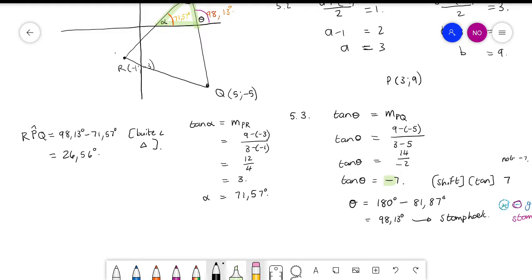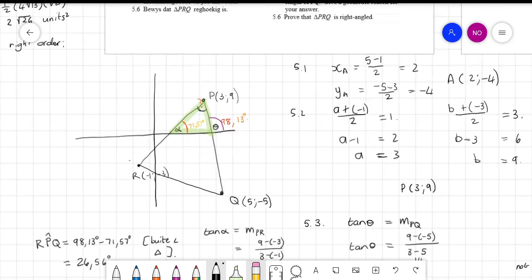Okay, good. So that is 5.3. It's like a long sum. Those will be like 5 or 6 marks, so they're good to get.